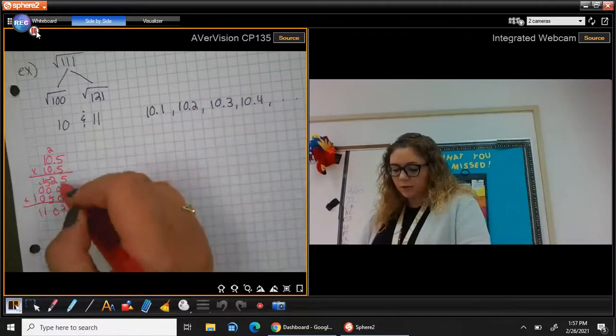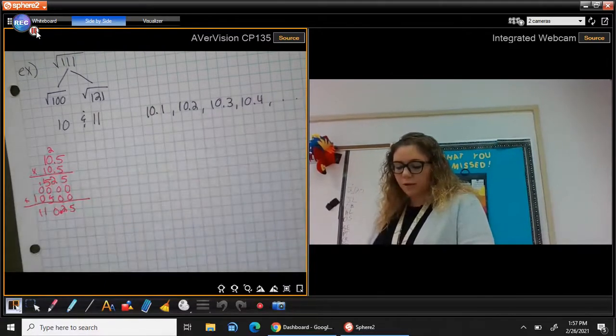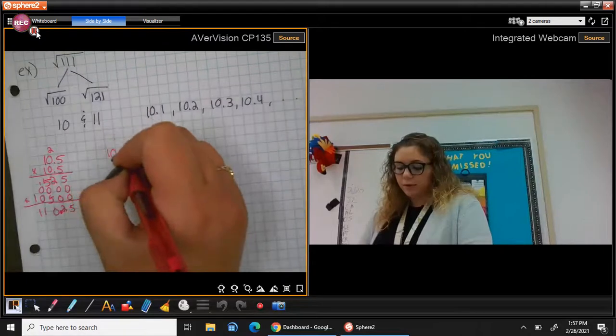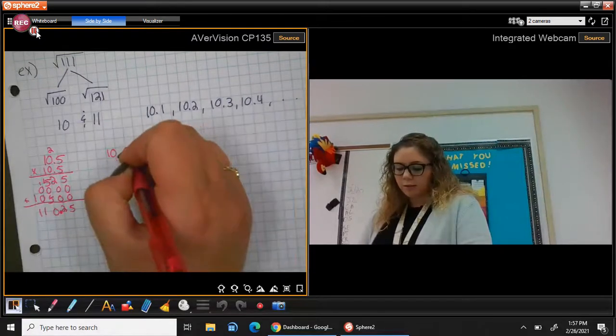Okay, and then I have 2, so it's going to be 1, 10, 25. So this is a little bit below 111. So let's go up 1 and see what we get. So let's do 10.6.